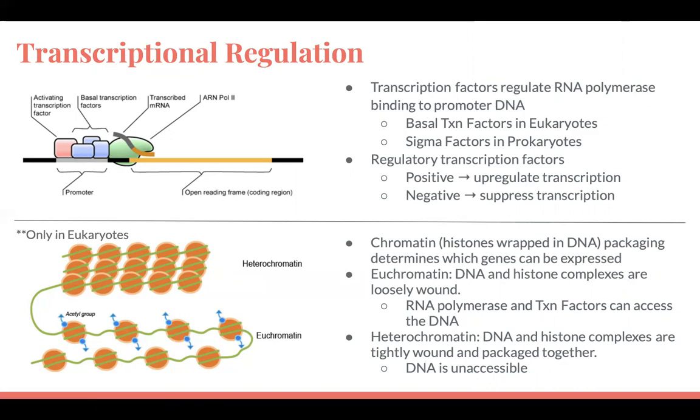And then another transcriptional regulation, but only in eukaryotes, is with chromatin. So chromatin packaging determines which genes can be expressed. There's euchromatin, which is where the DNA and histone complexes are loosely wound, so RNA polymerase and transcription factors can access the DNA easily. And then in heterochromatin, the DNA and histone complexes are tightly wound and packed together, so the DNA is inaccessible to the RNA polymerase and transcription factors.